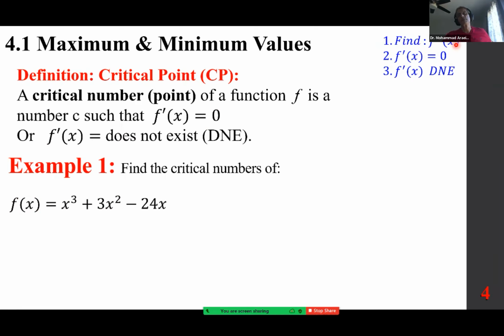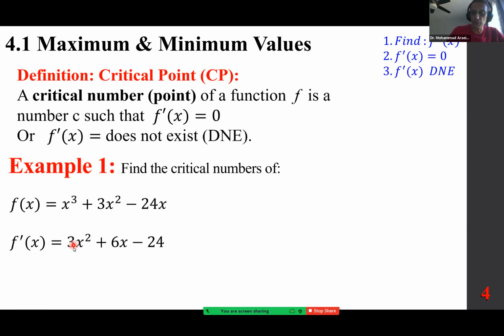Number one, find f prime of x. 3x squared plus 6x minus 24. So that's the first step. Second step, we want to set this equal to 0 and solve. F prime of x equals 0.